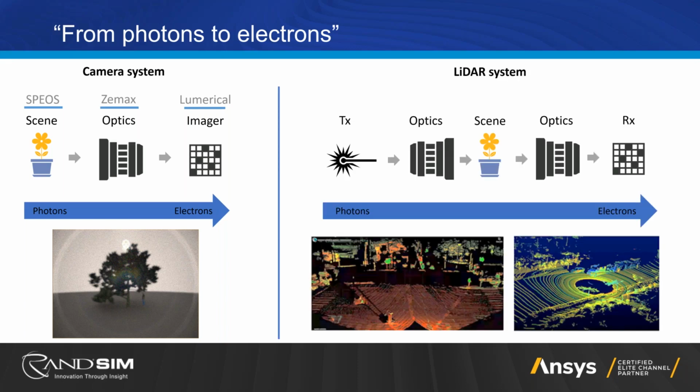We also see this with the LIDAR system. So we start at the beginning with Lumerical by creating light. Then we go into your Zemax for your optics, back into SPEOS, back into Zemax, and then back into Lumerical. So it doesn't have to be a fully linear system. We can definitely overlap a lot with all of these softwares.